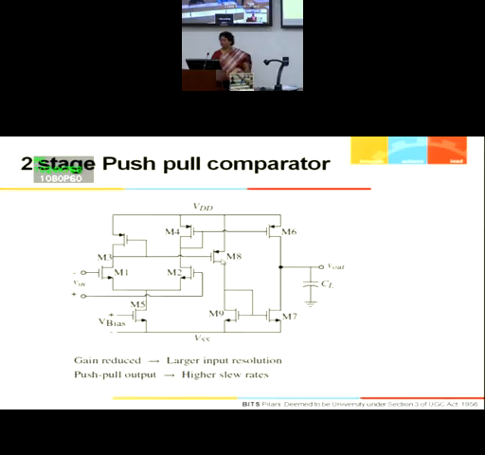So look at the slide. This is your intermediate stage. This is a push-pull amplifier. It is again a CSA. But then what is the gain of this push-pull? In the normal situation, what is the gain of a CSA?